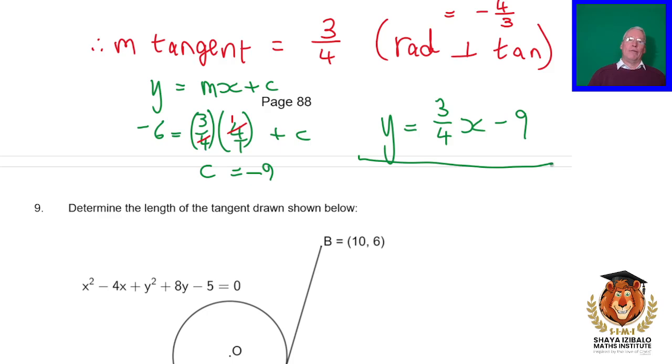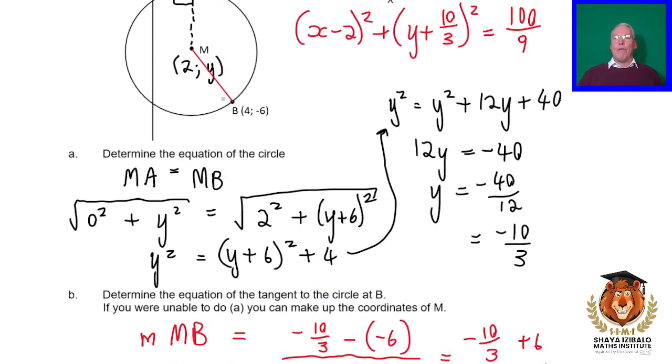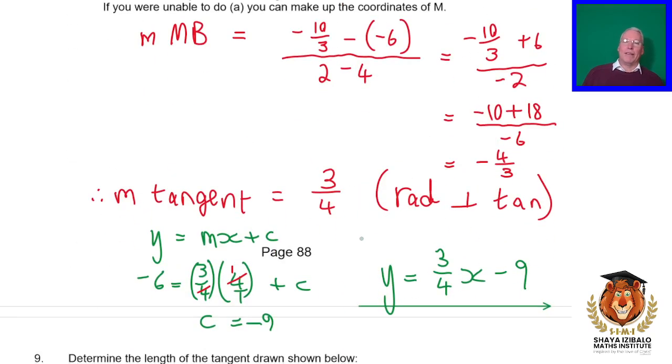When I'm finished with a question like this, I like to go and look at the answer and see, does that make sense? 3/4 x minus 9. Yeah, I think the y-intercept would be at about minus 9 if I had a tangent coming through here, like that. So we're saying that point there would be minus 9. We hope it's making sense. It always makes sense.